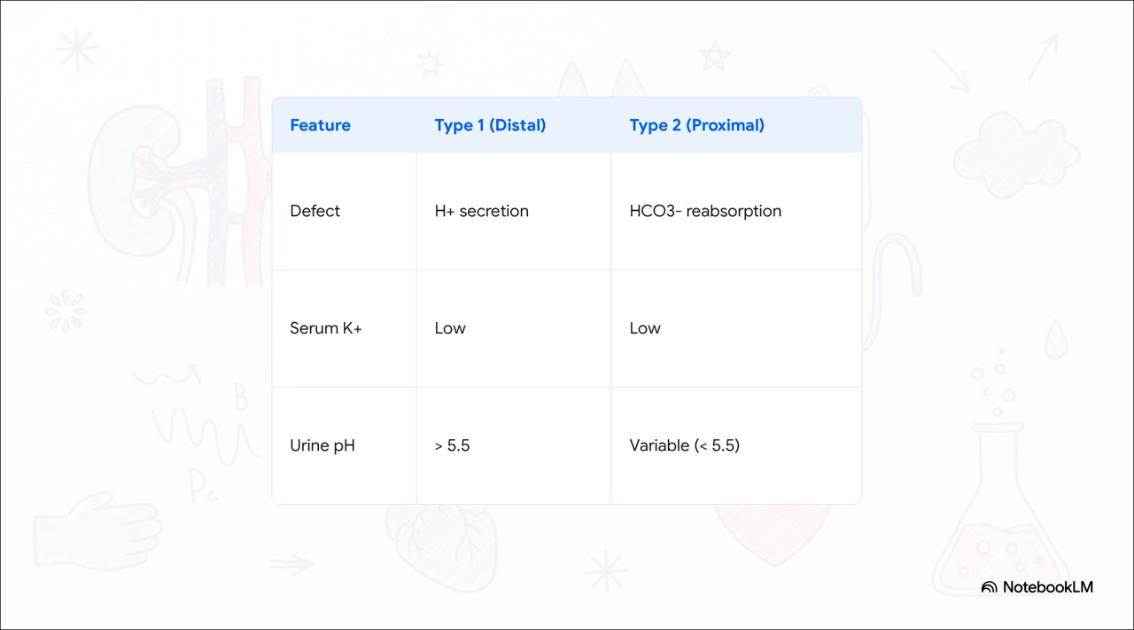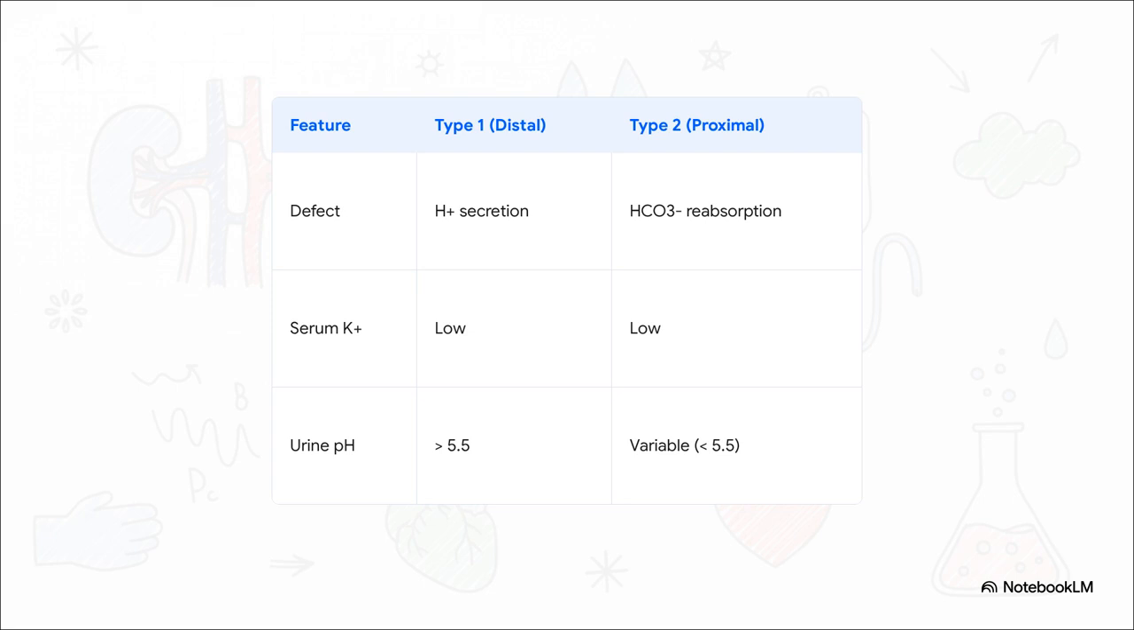Type 1 represents a distal hydrogen secretion defect. Because the acid simply can't get out, the urine pH gets trapped above 5.5, and that alkaline environment aggressively drives calcium phosphate stone formation. Now, type 2, on the other hand, represents a defect in proximal bicarbonate reabsorption.